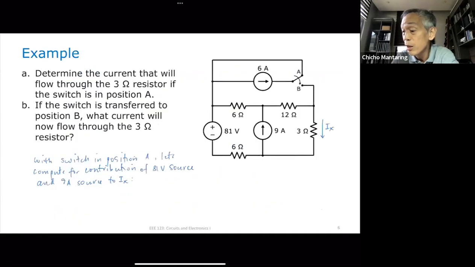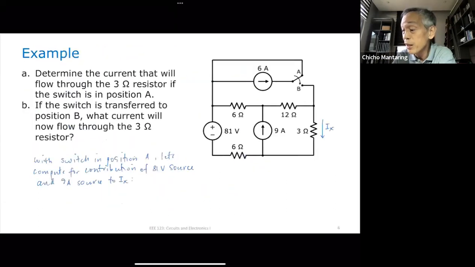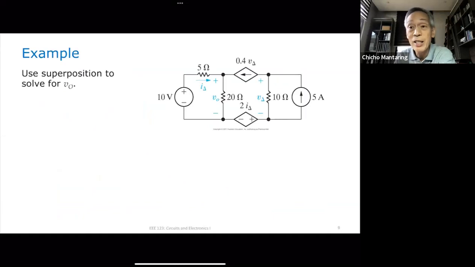So again, going back to what we said about superposition, in a circuit containing independent sources, the current or voltage in any part of the circuit can be seen as having contributions from each of these independent sources. But you should not consider the dependent sources. In other words, you should not say this dependent source acting alone, because a dependent source cannot act alone. A dependent source requires an independent source to have an output. So there will be 2.